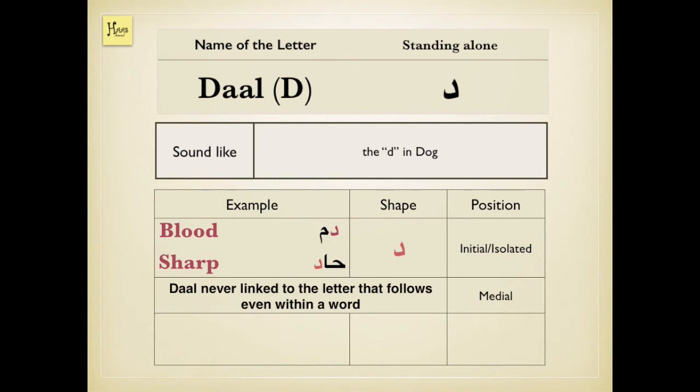The medial position, again the same case, the Daal never links to the letter that follows, so there are no examples. The final position for Daal, the shape as you see. Let's go through the first example. Yad, hand. Second example is buldan, countries.